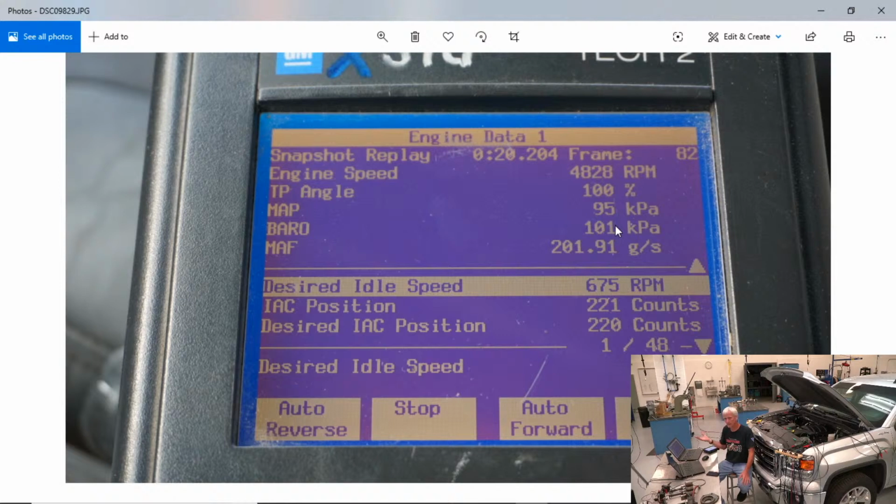Right there, I might have something as simple as a restricted air filter. And with 340, I don't remember the last time I checked or changed the air filter, so there's a pretty good chance that it is restricted. That'd be an easy test to do.